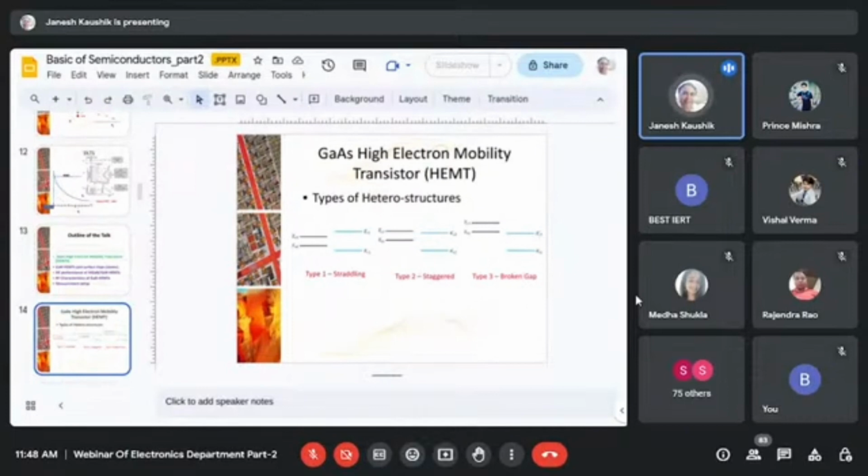But there can be type 1, type 2, type 3 semiconductors. They have different applications, and I will not be covering all of these, but you can read about them.